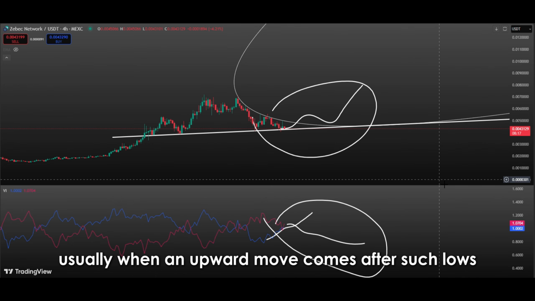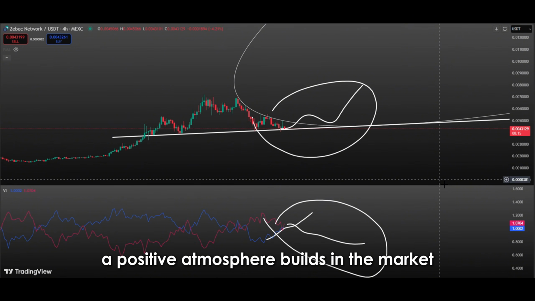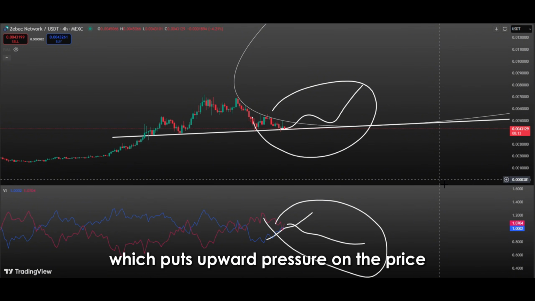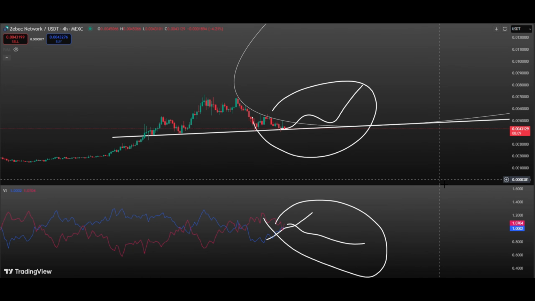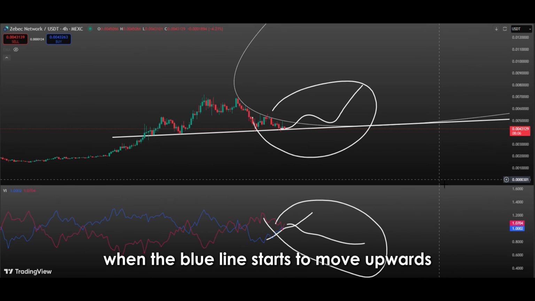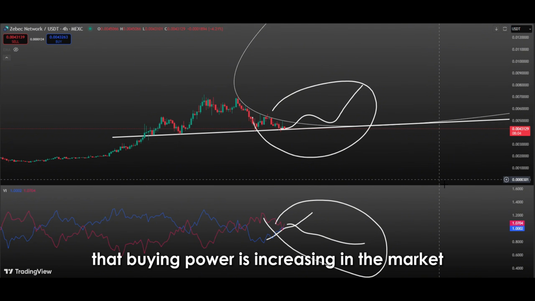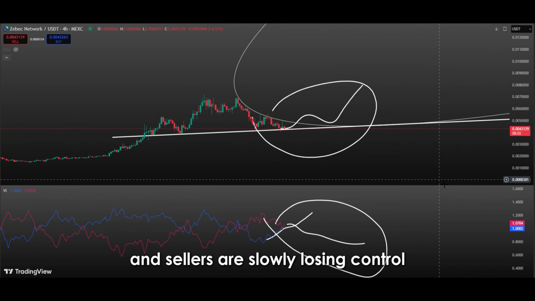Usually, when an upward move comes after such lows, a positive atmosphere builds in the market, which puts upward pressure on the price. The meaning of this technical signal is quite deep. When the blue line starts to move upwards, it signals that buying power is increasing in the market and sellers are slowly losing control. This could be very important for traders to start taking positive positions again.